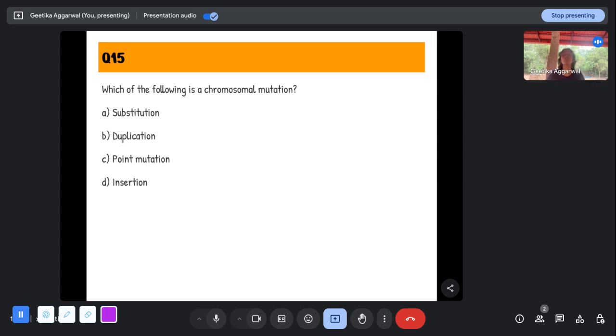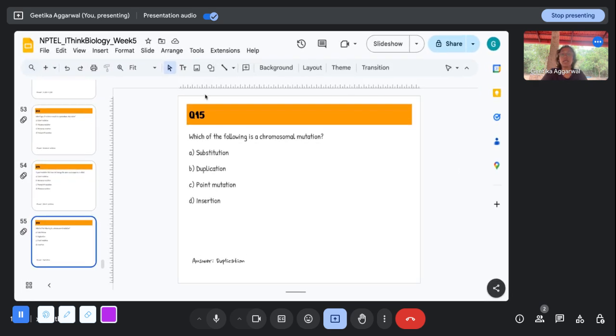Which of these is a chromosomal aberration or a chromosomal mutation? So the correct answer to this question is that it's a duplication. So a duplication of a chromosome is actually one form of a chromosome mutation or a chromosome aberration.